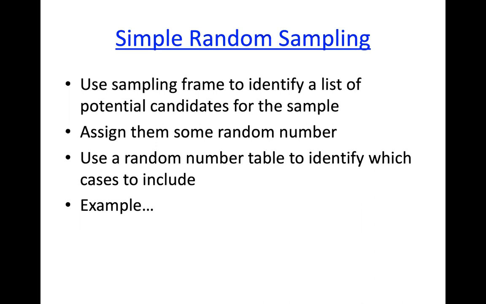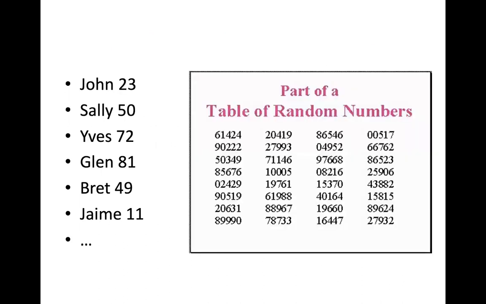Okay, so simple random sampling is what most people do. You generate a sample frame, identify all the potential candidates, assign them some random number, use the random number table to identify which cases to include, and you pull them out. So it'd be like Johnny gets assigned 23. You put them in Excel, you generate some random number for them, you sort them based on that random number that was generated, and then you look through this table of random numbers to try and figure out who comes first and who gets drawn.